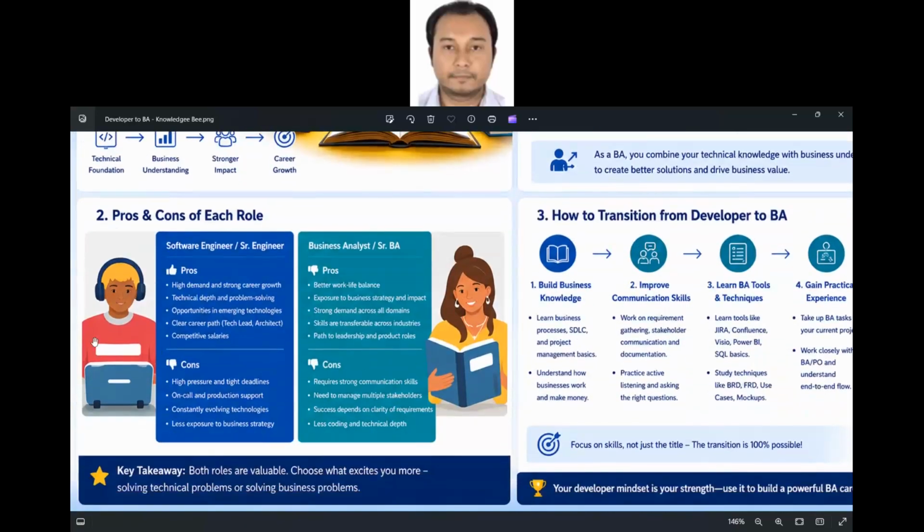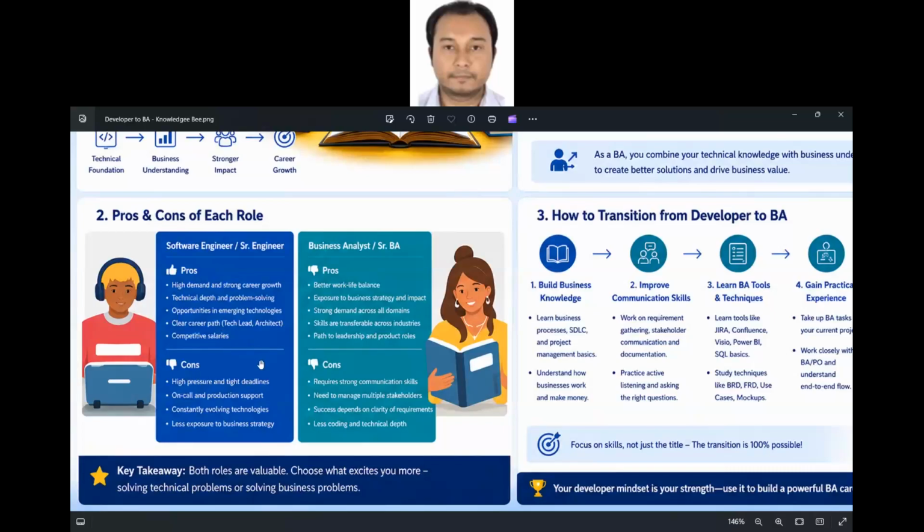Now, let's discuss the pros and cons of both the career paths, or the advantages and the challenges. Starting with the developer or the software engineer, some major advantages include high demand in the market because of the changing technologies they work on, strong technical depth, opportunities to work on advanced or emerging technologies, clear technical growth paths such as an architect or a technical lead, and competitive salaries or perks. However, there are some challenges also.